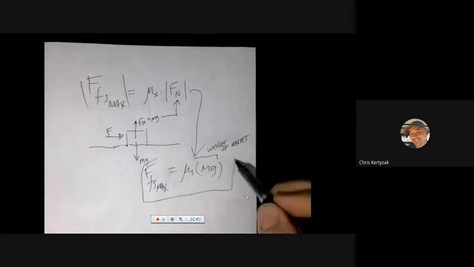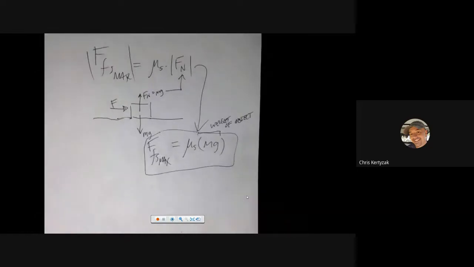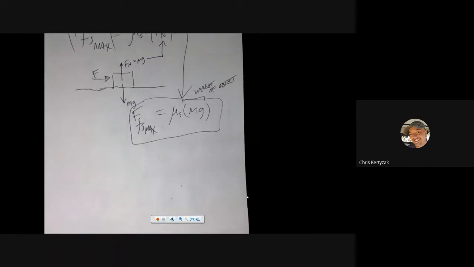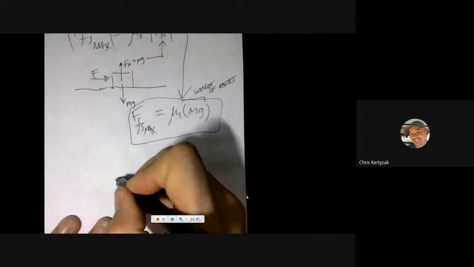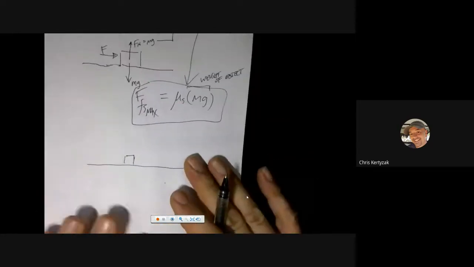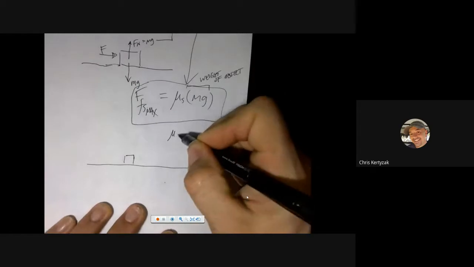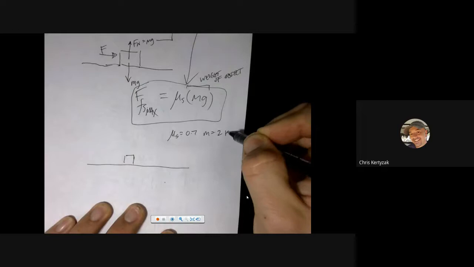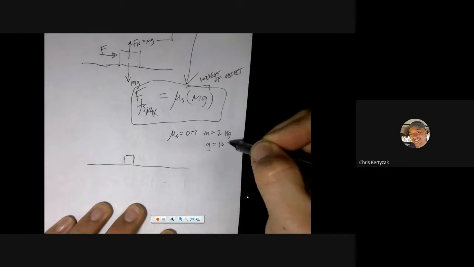Just pointing out that this is the maximum amount. The maximum. Some students think that it's always that. And I get it, because maybe it's a hard concept. We'll try to explain that now. It's not always that. Let's return to the same idea. Let's say that in an example, let's say mu s is 0.7, the mass is whatever, 2 kilograms, g is 10.